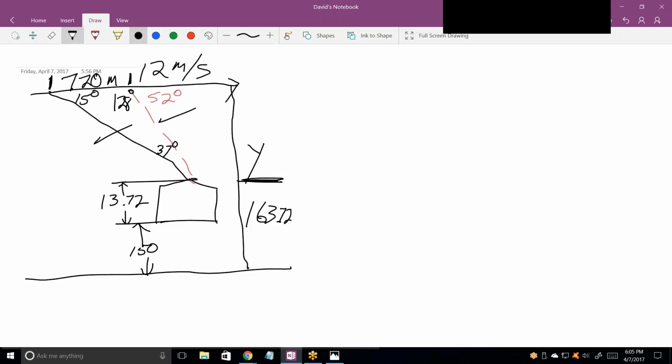Can't you drop a line from the top horizontal line down to the top of the Parthenon and make a second triangle? And then you find that green side and then add that to 163.72. Yeah, you're right. I can, yes, that is the solution. Okay, so let's see. How do we find that green side?